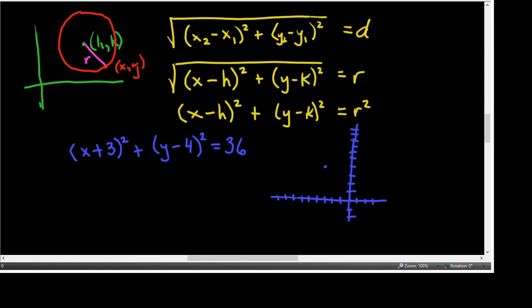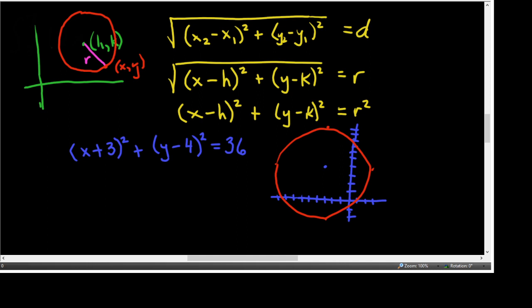All right, so let's see. What we want to do is move from that point, negative 3, 4, 6 in every direction. Well, the easiest way to measure 6 is in the cardinal directions, up, down, left, and right. So I'm going to go up from that point 6, down from that point 6, to the left of that point 6, and to the right of that point 6. And then do your best to draw a circle through those points. I told you it wouldn't look great. Oh well, it's not bad.